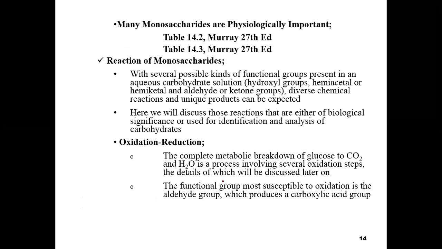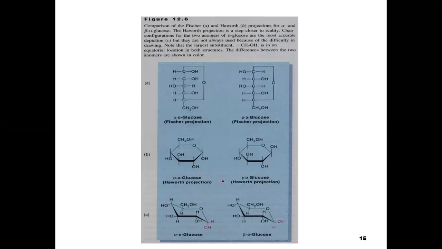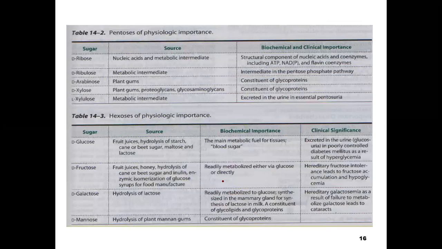Reactions of the monosaccharides. Monosaccharides can perform many different reactions. Among these, the major reactions are oxidation and reduction. The complete metabolic breakdown of glucose to carbon dioxide and water is a process involving several oxidation steps, the details of which will be discussed later on. The functional group most susceptible to oxidation is the aldehyde group, which produces a carboxylic acid group. These are some reactions of physiological importance.